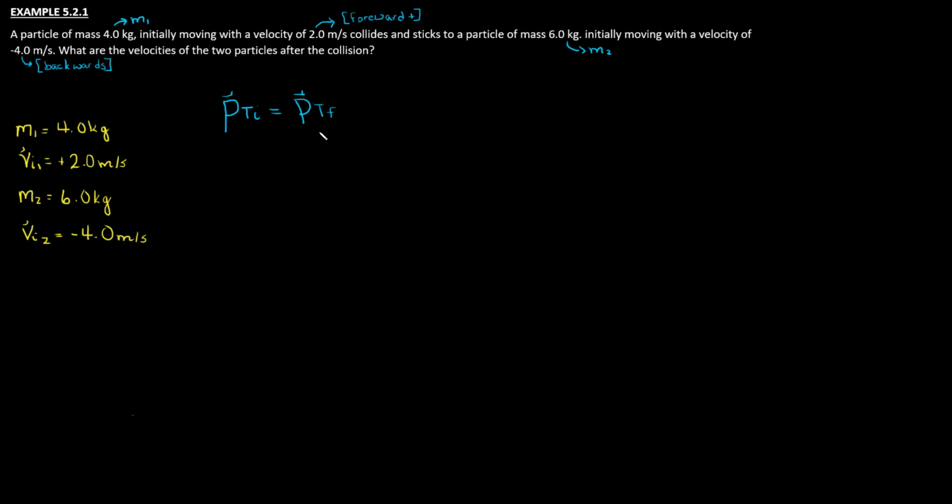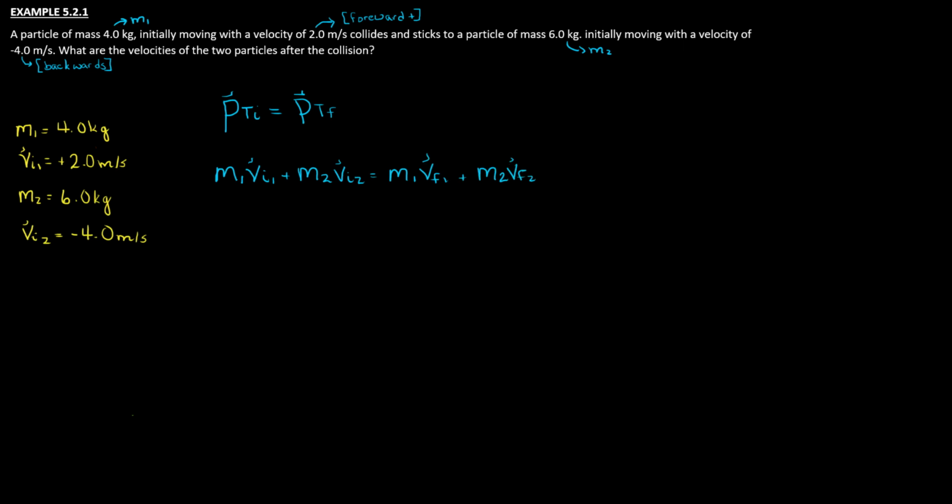Okay, so now what we're going to do is we're going to look at solving for that conservation of momentum. That means the momentum in the first object initially plus the momentum in the second object initially has to equal the momentum in the first object finally plus the momentum in that second object finally.